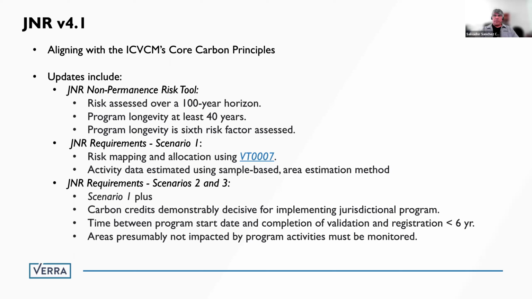Then, in addition, in scenarios 2 and 3, we are also including a requirement for the jurisdictional proponent to demonstrate that the revenue from carbon credits is decisive for actually implementing the jurisdictional program as described in the program description. And also, we are limiting the time between the program start date and the completion of validation and registration, which in the previous version was left open-ended, and now we are limiting this time period to no more than 6 years.